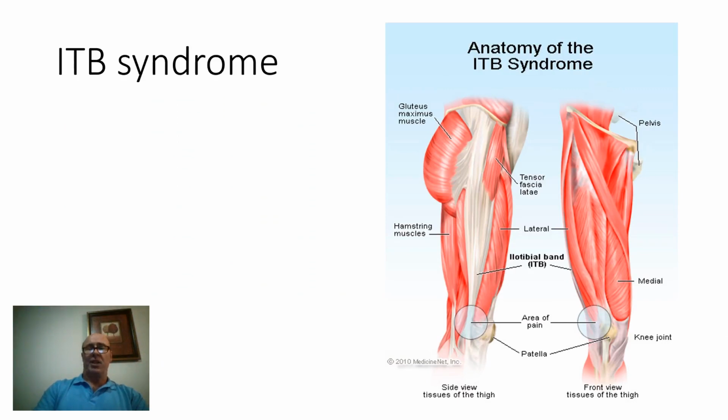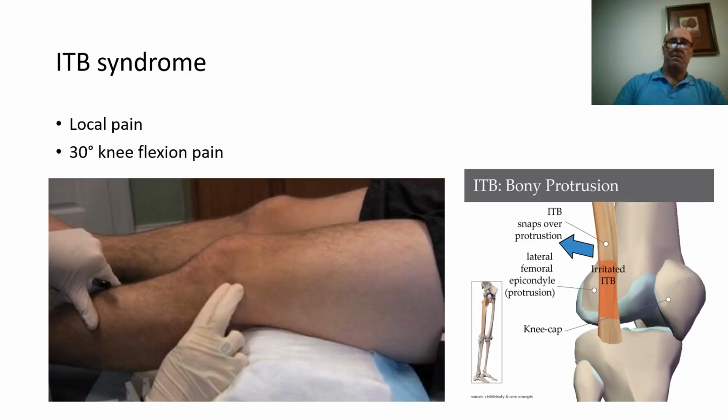ITB is a very common syndrome among runners, and it's really a frictional tendinitis or fasciitis. When patients are running, the ITB is slapping over the lateral femoral condyle and causes an irritation in the bursa here. It's diagnosed on the patient having local pain over the ITB. They'll have a history of maybe running, and if you flex the knee to 30 degrees, as the fascial band slips posteriorly, it snaps over it, it causes pain.